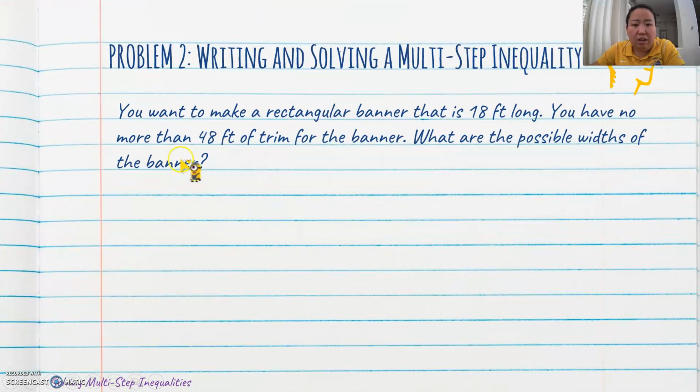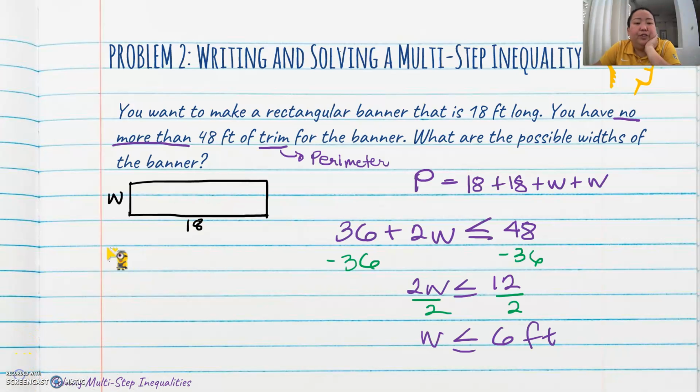So you can try out this next problem on your own. Go ahead, work this one out. So for this problem, if you draw the figure, you will have a rectangular banner. Length is 18. The W, the width, is missing. And you know that when you talk about the trim, it's about the perimeter. So it's like the borders there. And so you will be adding the 2 lengths that are given and also add the 2 widths that we do not know. And according to the problem, you have no more than 48 feet. And so solving this inequality, the width of the banner has to be less than or equal to 6 feet so that you can use your trim, okay?